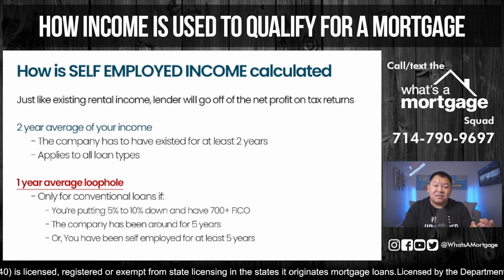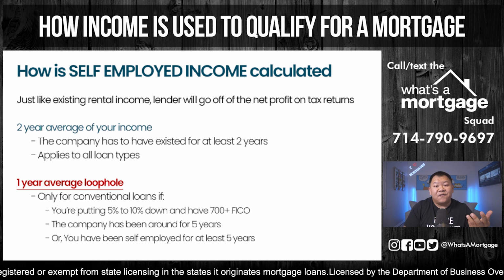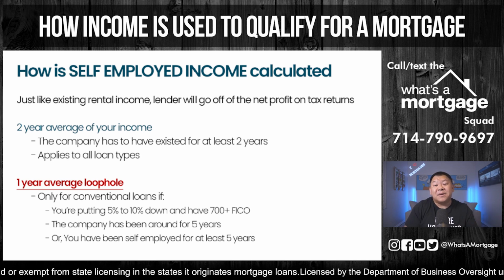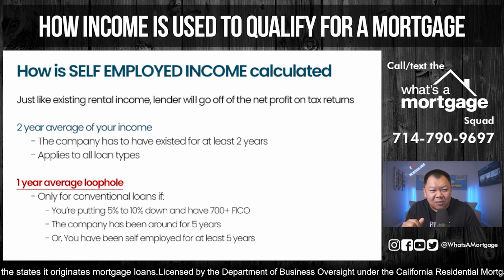So you're going to look at your tax returns. They're going to see what your net income is. They're going to add back depreciation. If you file a sole proprietorship, they're going to add back business miles, and they're going to qualify you. There is a workaround, the 1-year average workaround, the loophole.